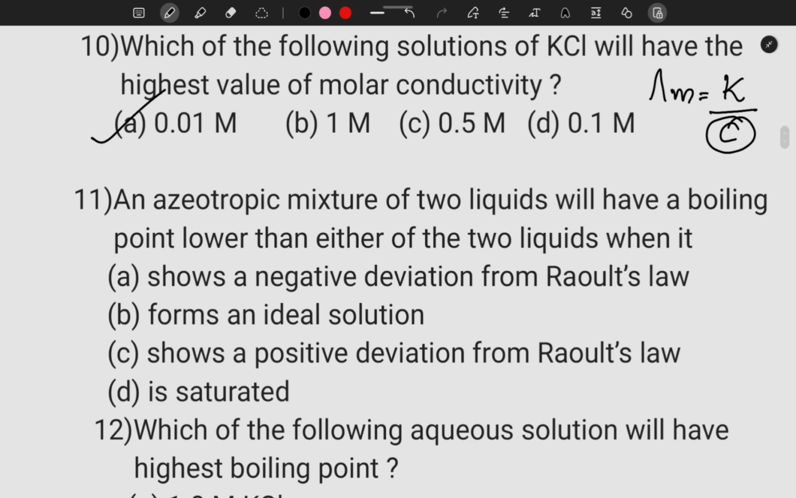An azeotropic mixture of two liquids having a boiling point lower than either of the two liquids, that is AB interaction is weaker than AA and BB interaction. That is, solute-solvent interaction is weaker. So this type of solution is a solution which shows positive deviation from Raoult's law.